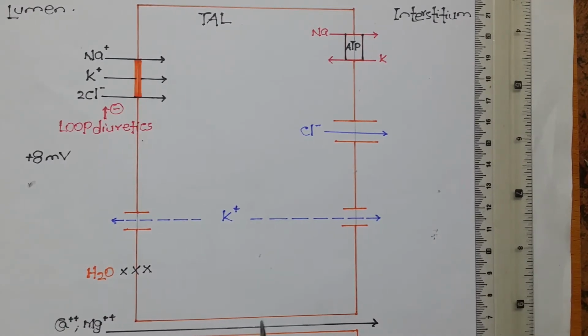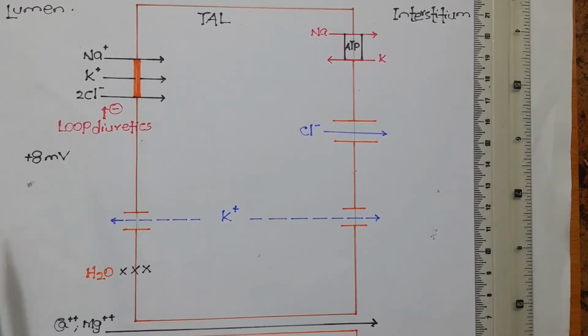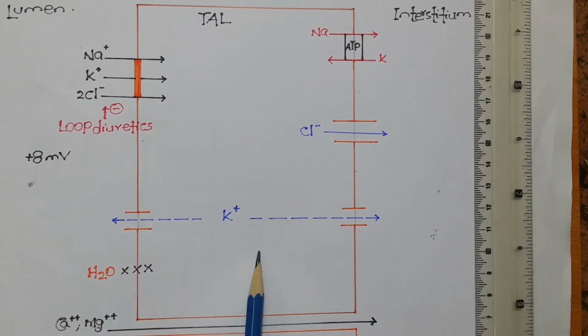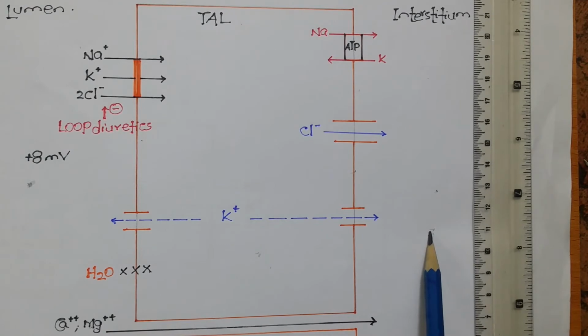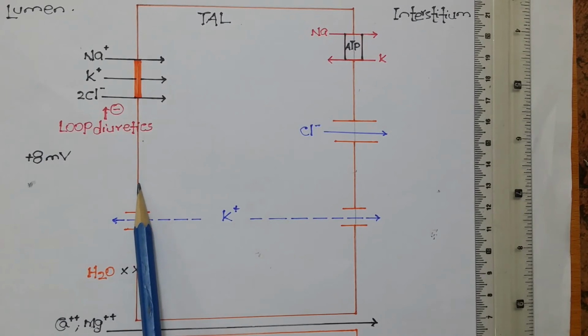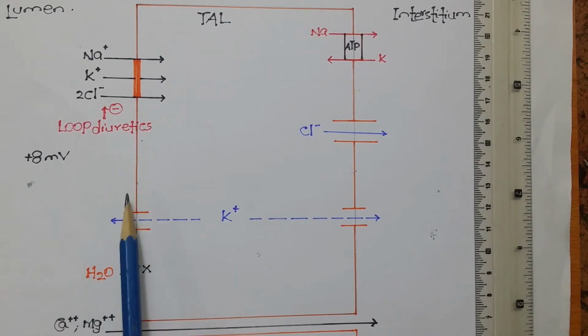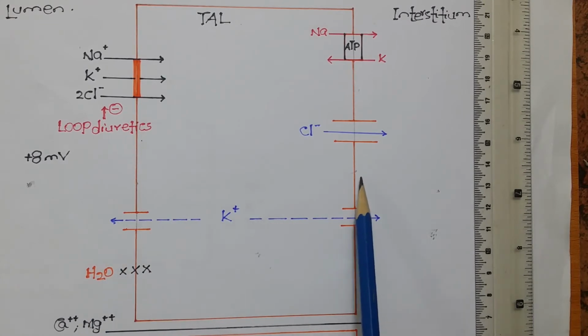Here we have a schematic magnified view of a tubular epithelial cell from the thick ascending limb of the loop of Henle. Here on my left hand side, we have the tubular lumen that contains the tubular filtrate. Here we have a tubular epithelial cell for reference, and here on my right hand side, we have the renal interstitium. The side of the tubular epithelial cell that faces the tubular lumen is called the apical membrane, while the side that faces the renal interstitium is called the basolateral membrane.